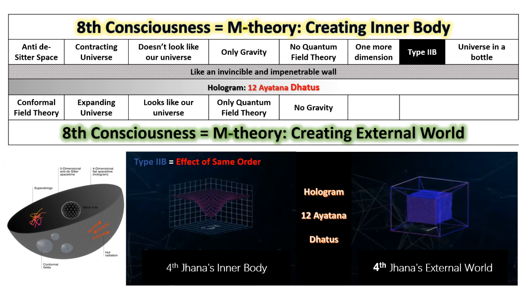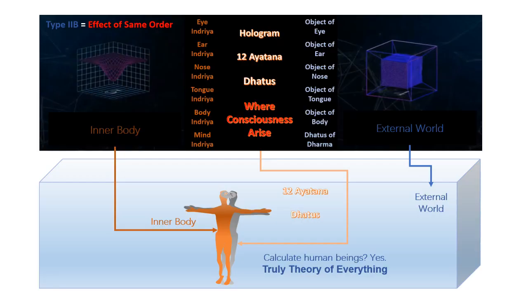Type 2b string, which is effect of same order, was used because Maldacena was calculating black holes. As we have discussed before, a black hole is a conscious being. Therefore, what the calculation has derived are the inner body of a black hole and the external world to the black hole, which is exactly what is said in Yogacara Buddhism about eighth consciousness. Conscious beings with physical bodies are universes in a bottle.